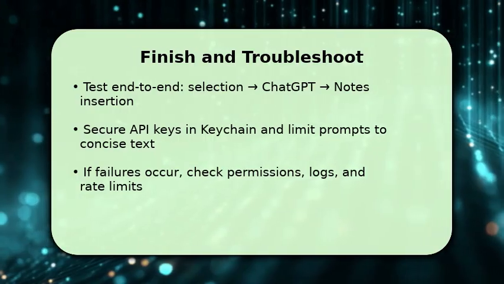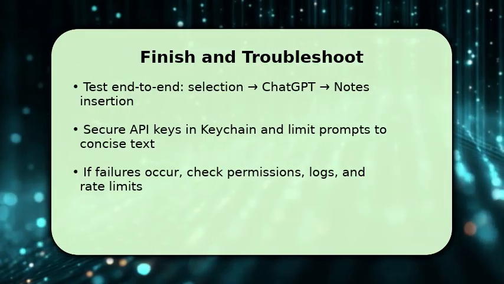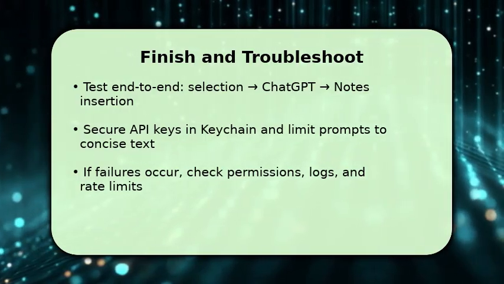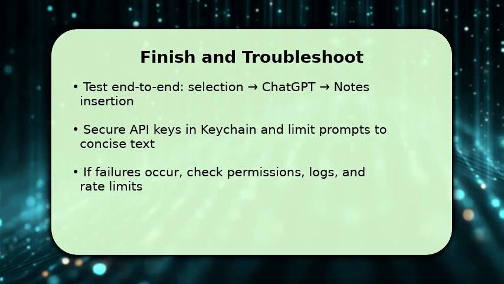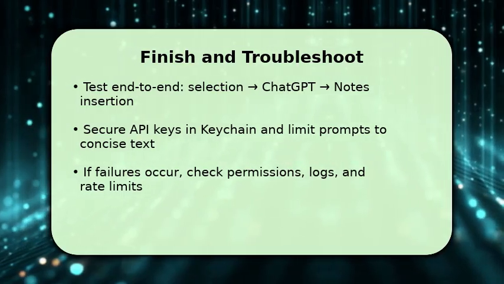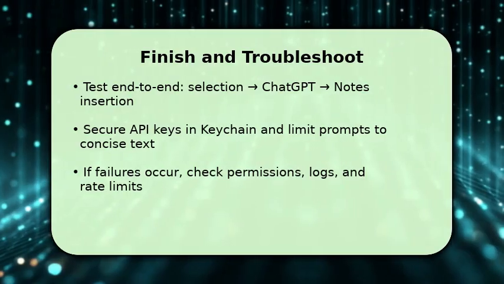If something goes wrong, first check Shortcuts and Notes permissions, then inspect API responses and rate limit or authentication errors in logs. If needed, add retry logic or simplify the prompt.